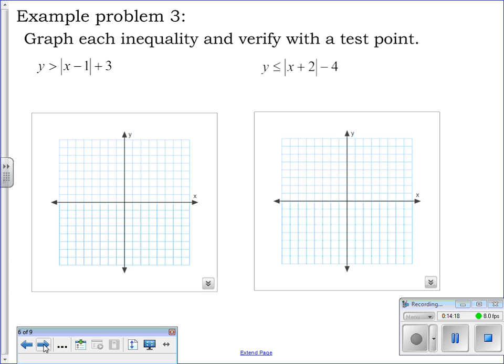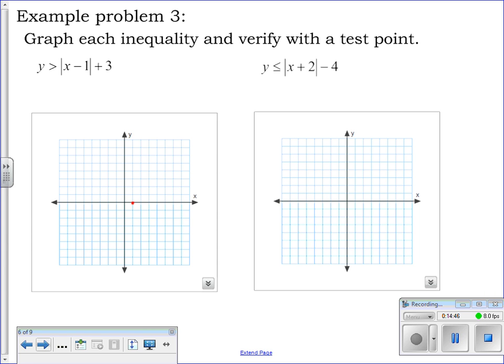Normally the vertex is at the origin. The -1 with the x means I do what? I move it to the right one. Inside moves left and right in the opposite direction. This moves to the positive one on the x. The +3 on the outside means that I move the whole thing up 3.